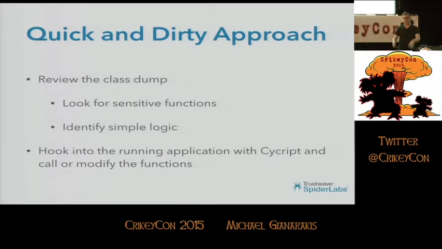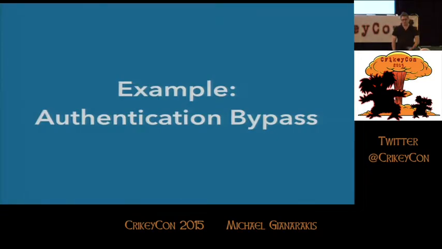So again, quick and dirty approach, you go back to the class dump, look for sensitive functions, and really where you get the quick wins, and where you still see a lot on iOS, is simple logic. So you hook into the running application with Frida script and then either call the functions directly or modify the function somehow to do what you want it to do. So I'll demonstrate an authentication bypass for Evernote.